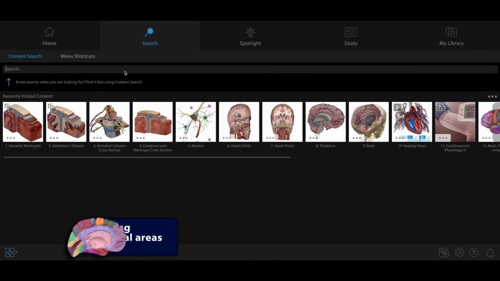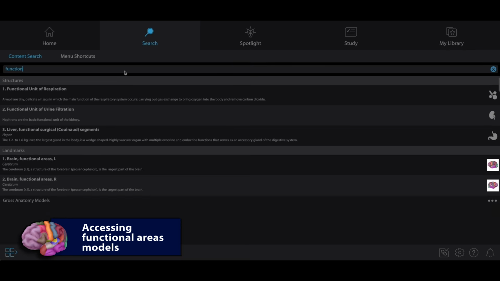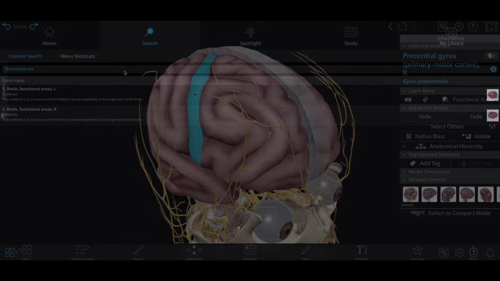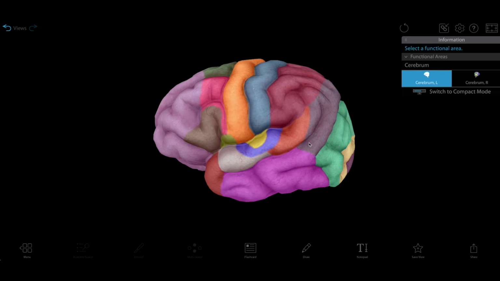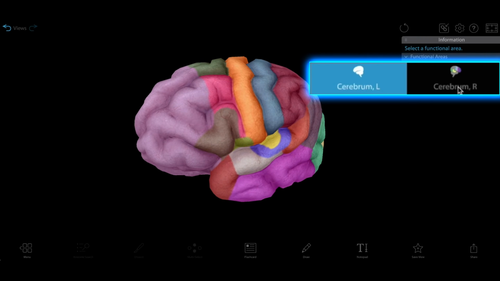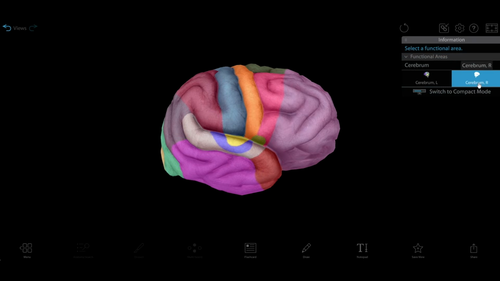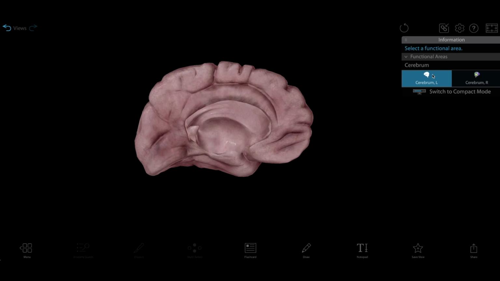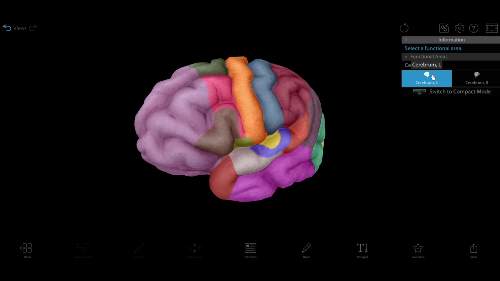You can access the functional areas of the cerebral cortex models using the search function or by highlighting a region of the cerebrum in a 3D view that includes the brain. There's one functional areas map for the left side of the brain and one for the right side. We're going to look at the left side model because it has some unique areas related to language.